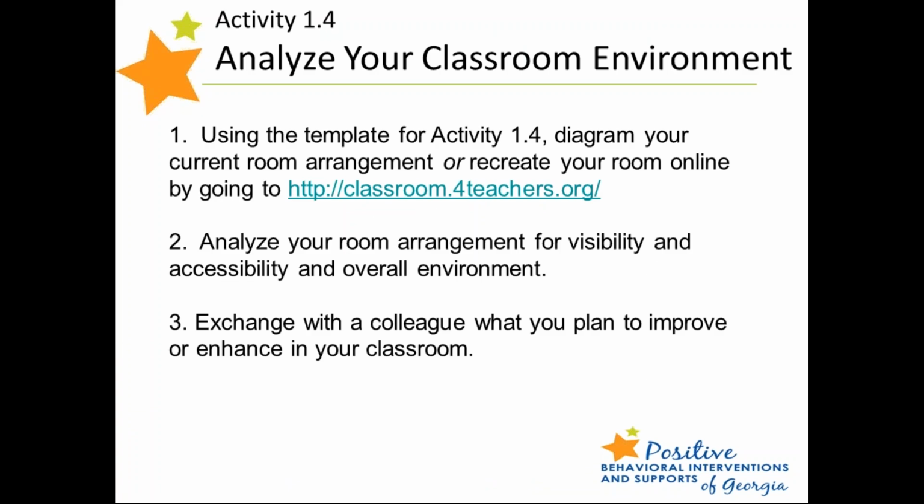Using the template for Activity 1.4, diagram your current room arrangement or recreate your room online by going to the following web address. Next, analyze your room arrangement for visibility and accessibility and overall environment. And finally, exchange with a colleague for feedback on your classroom environment plan and what you will change to improve or enhance how it's currently set up. Pause the module while you complete this activity, then press play when you are ready to continue.